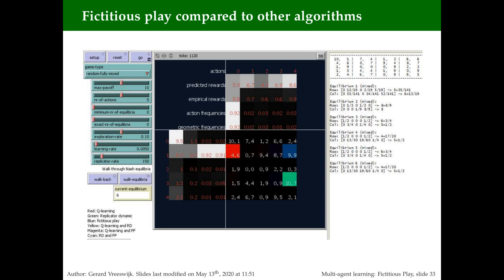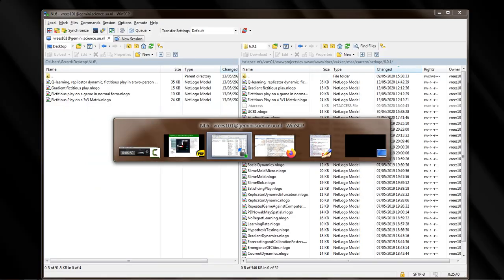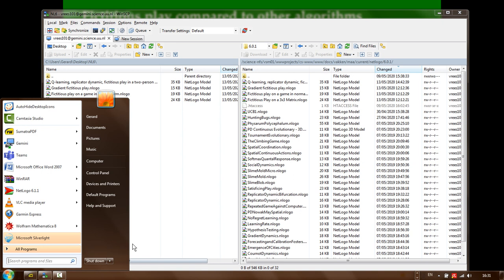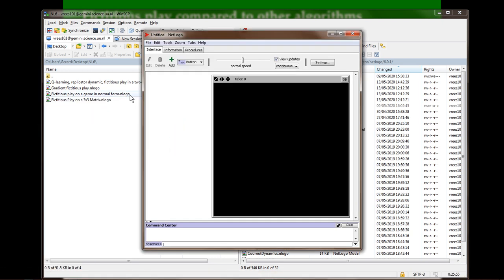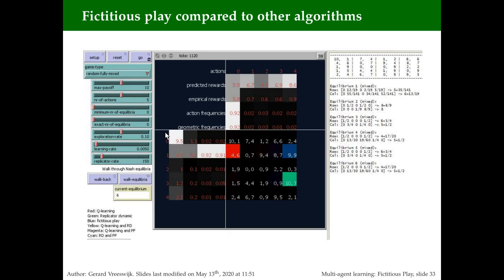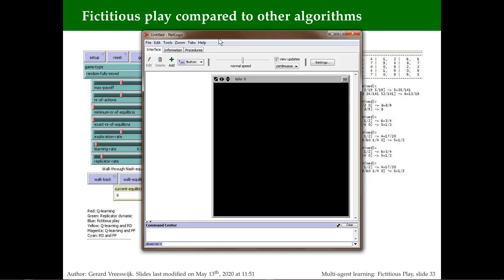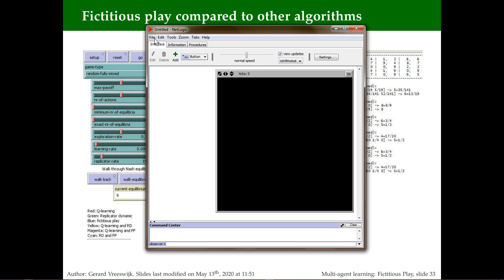Now, to conclude, I want to show you a comparison between fictitious play and Q-learning and replicator dynamic. I should have included regret matching as well, but that's something for the future. So let's open.